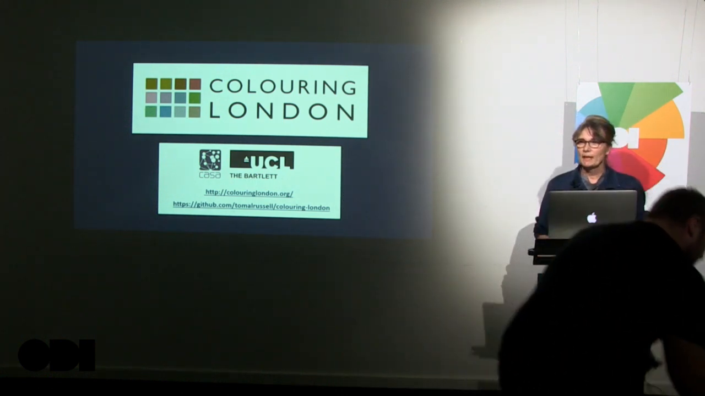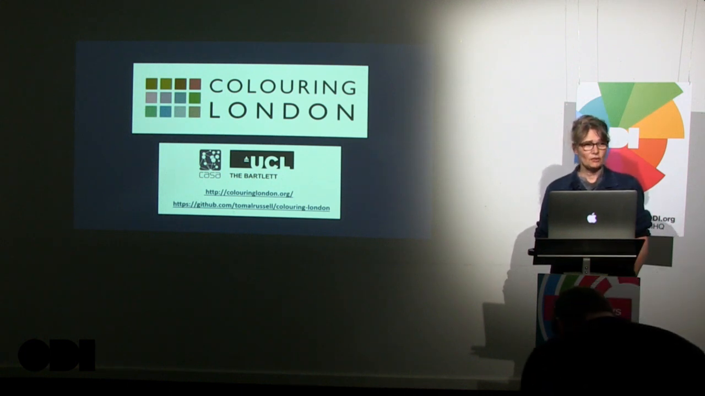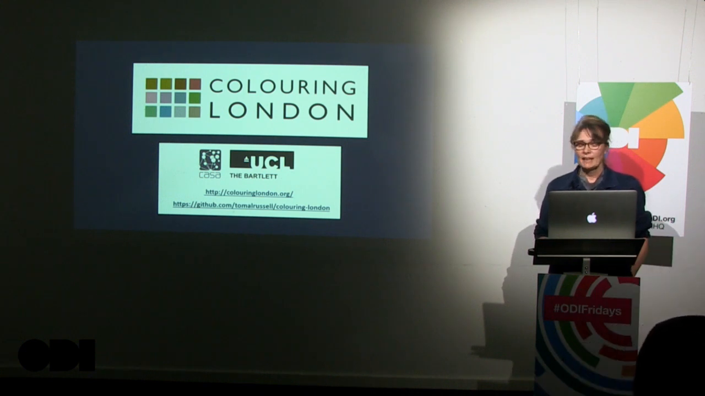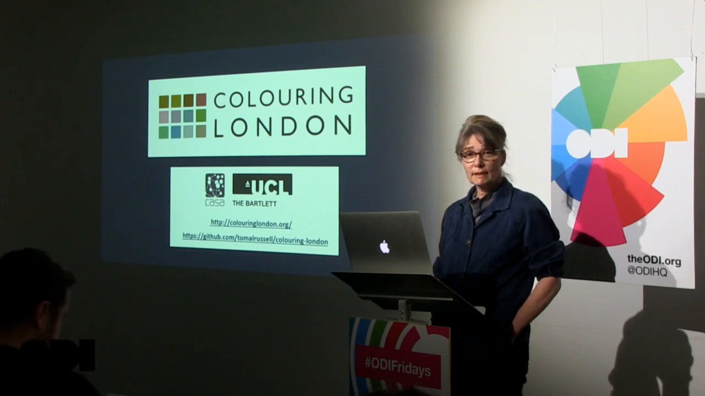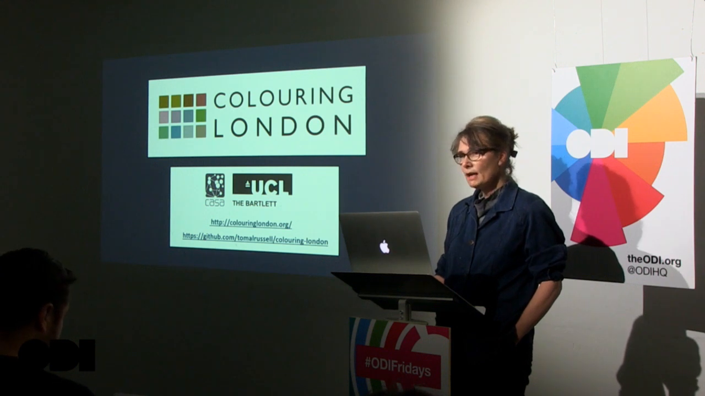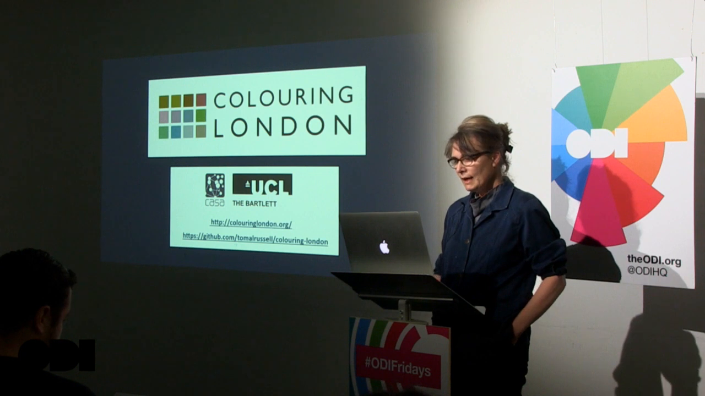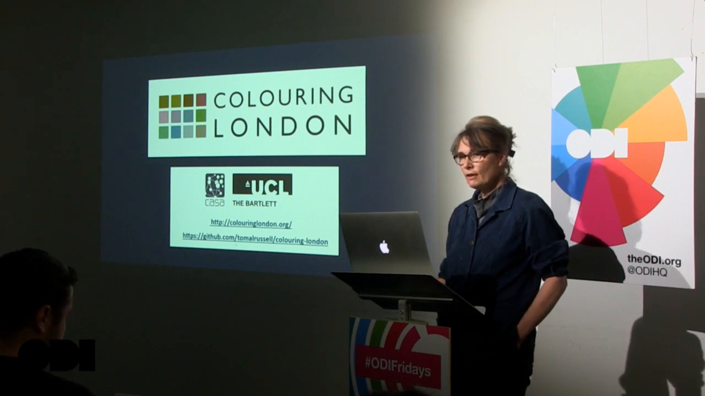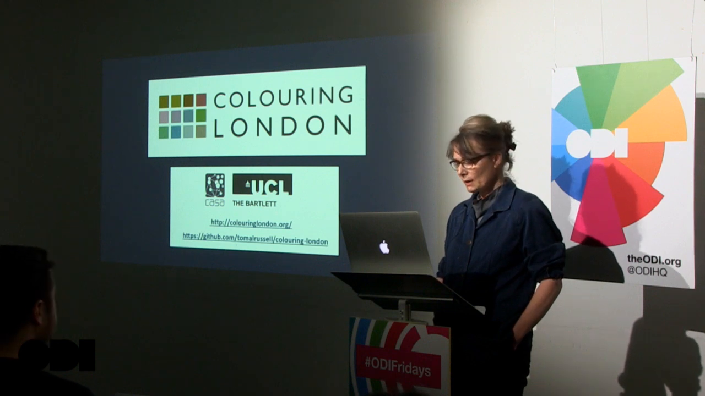So we're from CASA at the Bartlett. We're a multidisciplinary team of mathematicians, physicists, geographers, architects, planners, and other disciplines working towards solving urban problems. That's what we're interested in, using spatial data. So Colouring London has been developed in order to support that work. We've put the two links, our main site link to colouringlondon.org and our GitHub link, on the screen in case you want to look at the technical background.